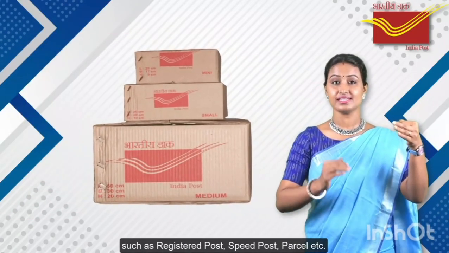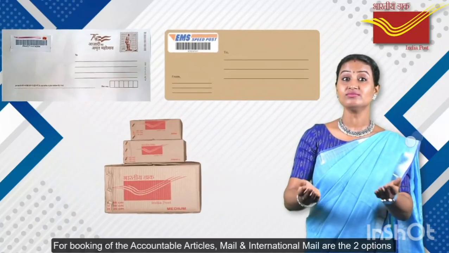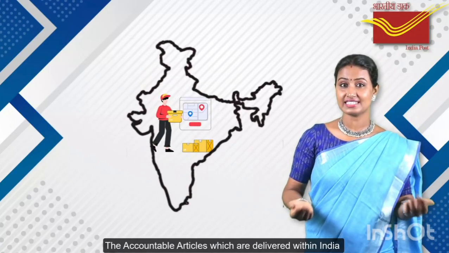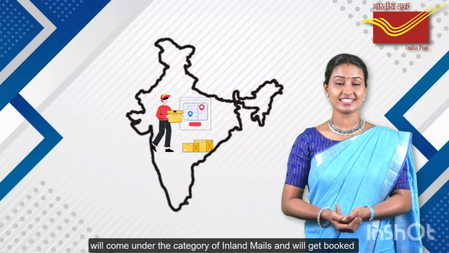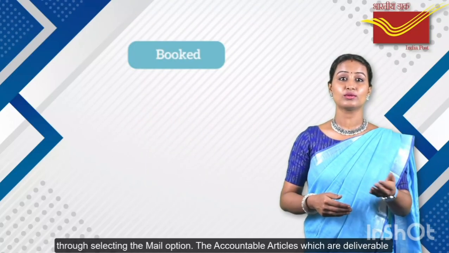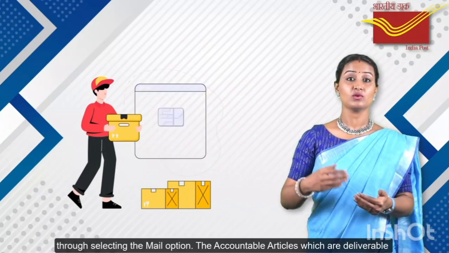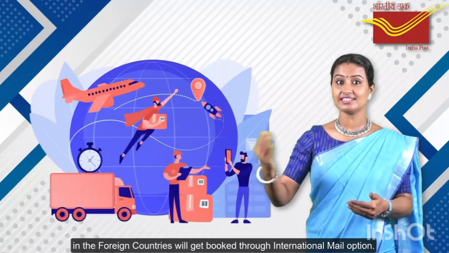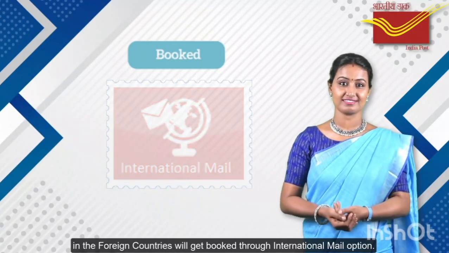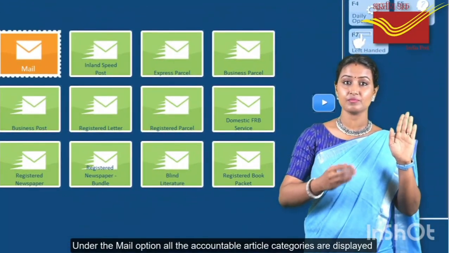Booking of accountable articles such as registered post, speed post, parcel, etc. can be done by the counter operator. Booking of the accountable articles which are delivered within India will come under the category of inland mails and will get booked through selecting the mail option. The accountable articles which are deliverable in foreign countries will get booked through the international mail option.